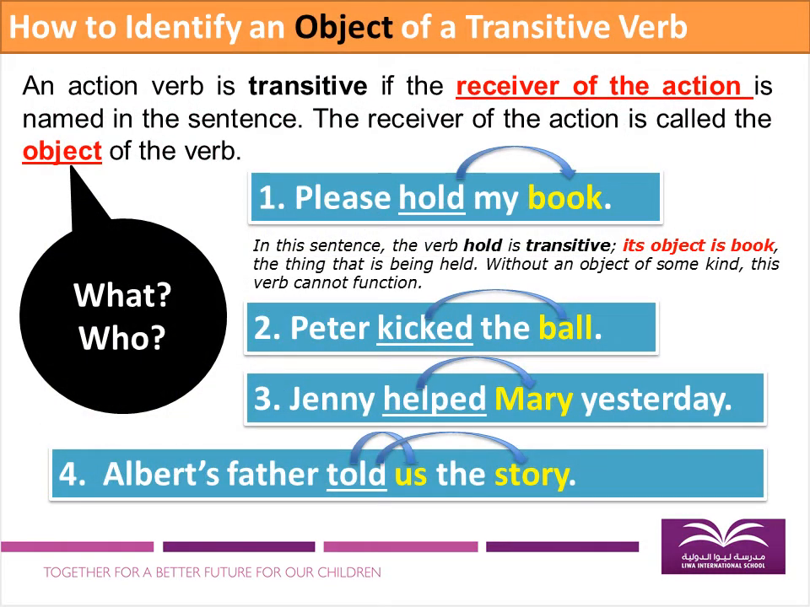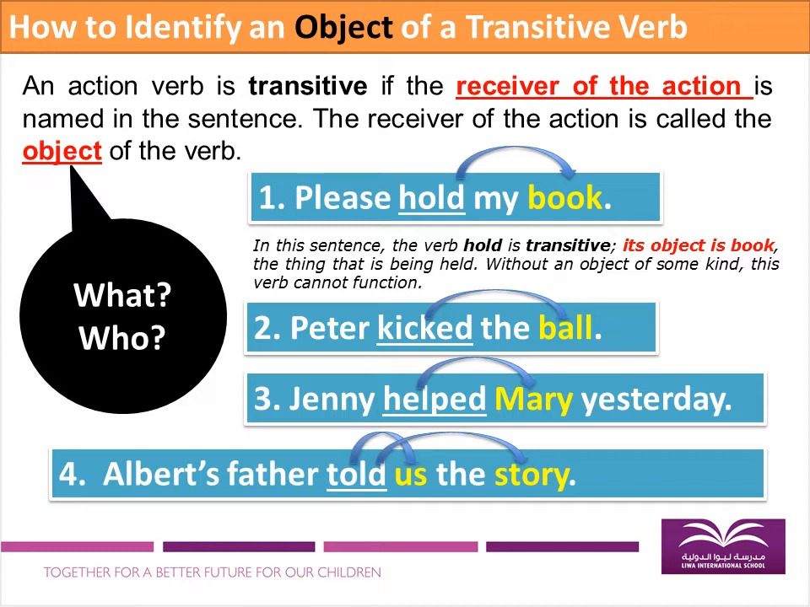Now, how to identify an object of a transitive verb? Alright, students, let me remind you that our focus for today is finding the object. An action verb is transitive if the receiver of the action is named in the sentence. When we say action verb, it is going to be a transitive verb if there is a receiver of the action in the sentence, okay? So, how are we going to find it?